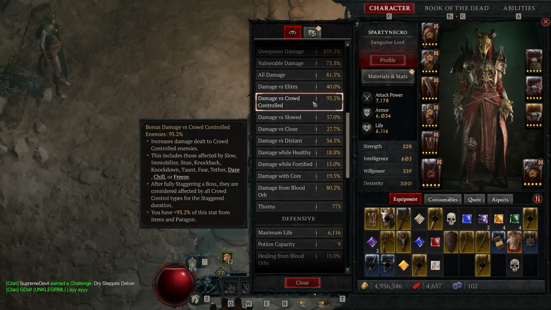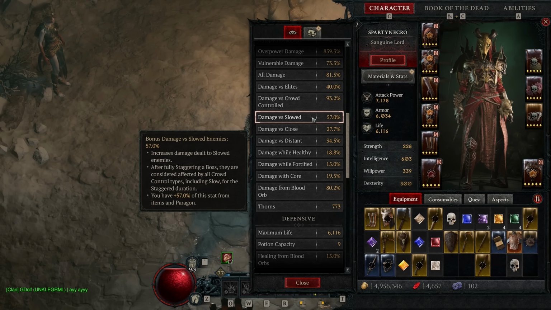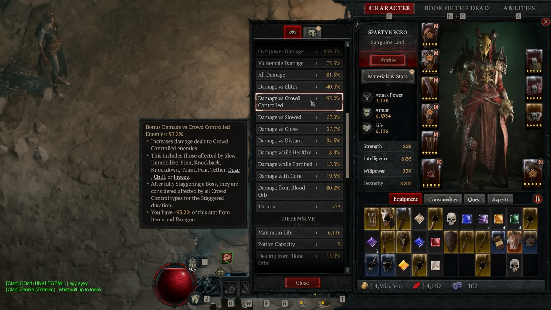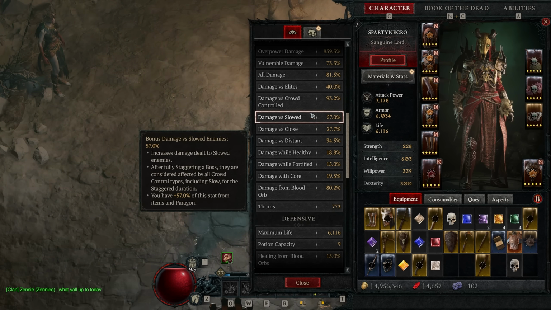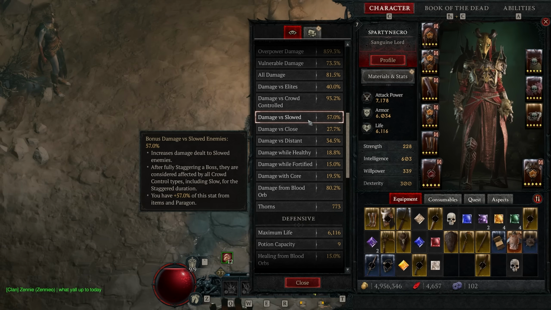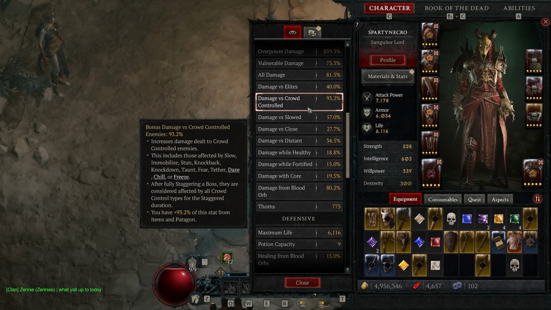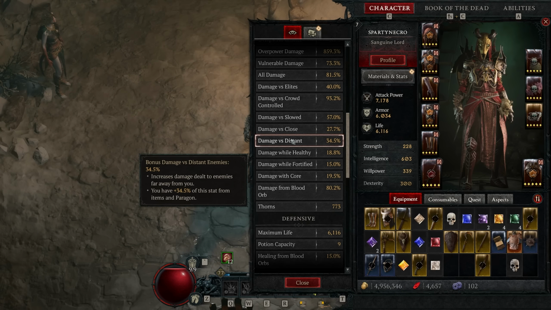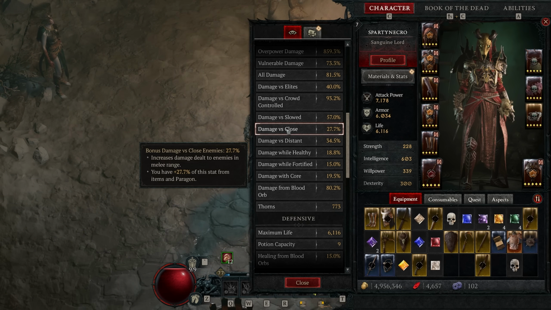So you really have to look at all of these contextual things, because damage versus crowd controlled, damage versus slowed, they always go together, because if you're slowing something, it's crowd controlled, but not all crowd controlled things are slowed. So you have to take a look at this, right? This includes those affected by slow, immobilize, stun, knockback, knockdown, taunt, fear, tether, daze, chill, or freeze. So if I've frozen something, I definitely don't get my damage bonus versus slow, right? I just get that. So you look at how these kind of put themselves together, because if I'm close, then I'm not distant. And if I'm distant, then I'm not close. So that's why you have to get an idea of how these things each push into your build.